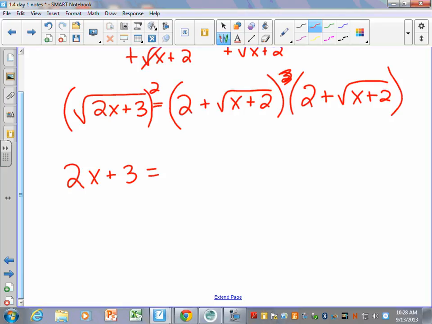I'm just going to FOIL. 2 times 2 is 4. 2 times the square root of x plus 2 is just 2 square root of x plus 2. That's my first, my outside.